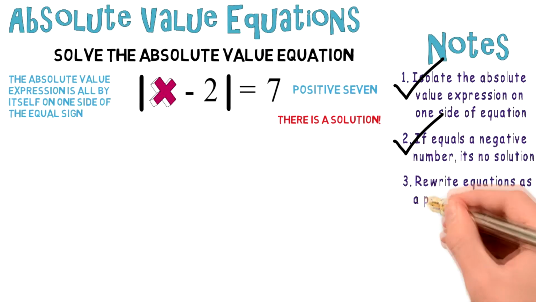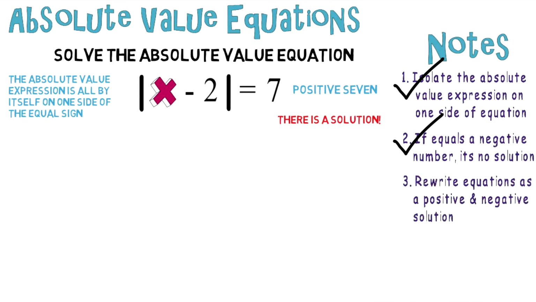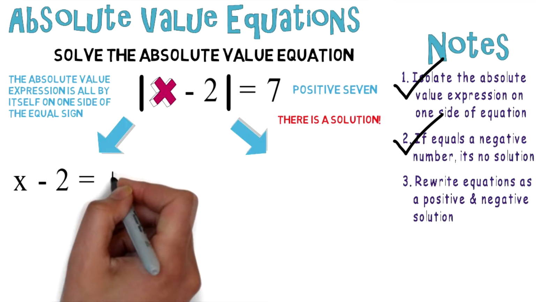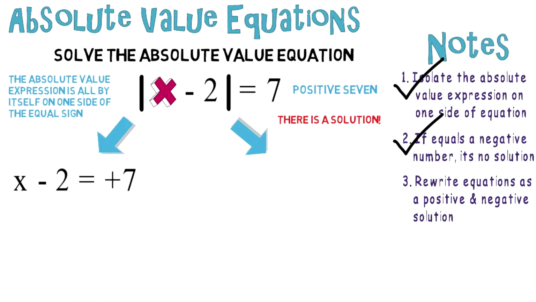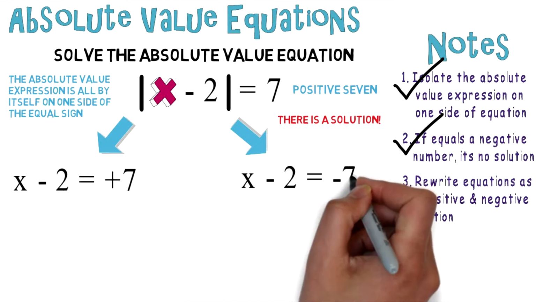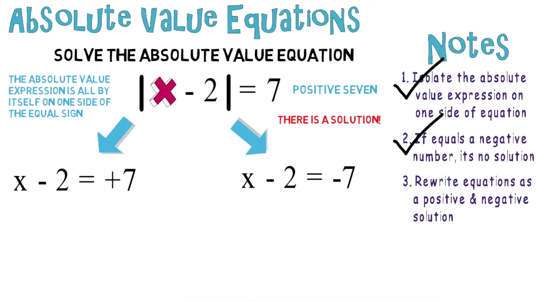Step number 3, rewrite equations as a positive and negative solution. Therefore, we're going to separate it into 2 different equations. One equation is x minus 2 equals positive 7. And the other equation is x minus 2 equals negative 7. And now we can check off step 3. And let's move on to step 4.